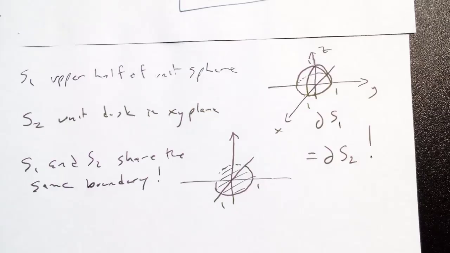Wait a second here. If I think of the edge of this as a positively oriented curve, what does it mean to be positively oriented as a curve? That's for a surface. Surfaces, it points out. What's it mean for a curve?